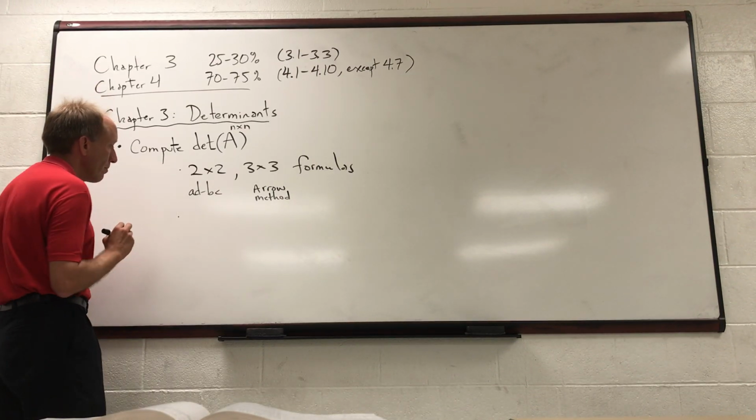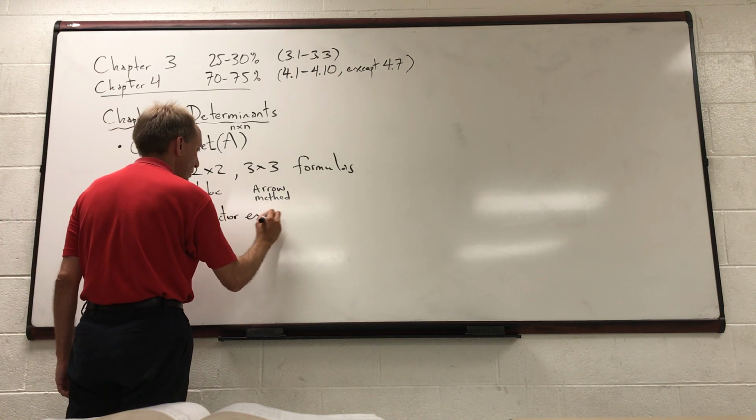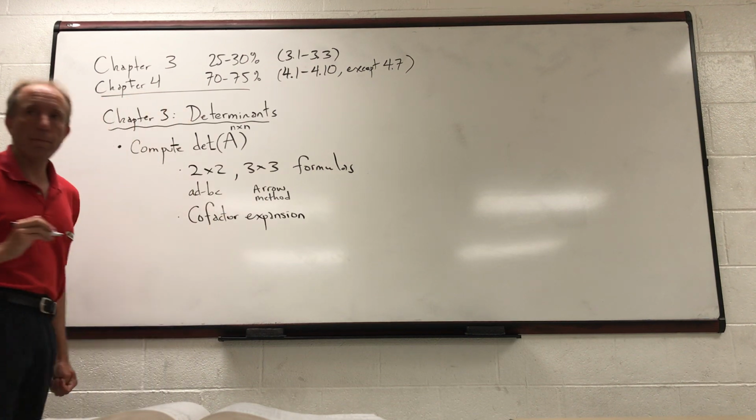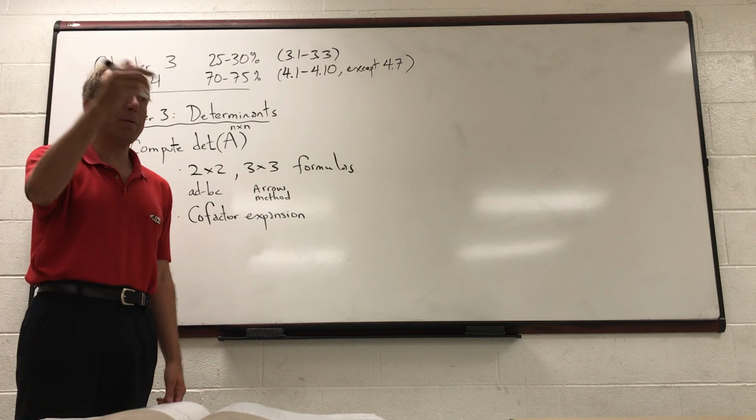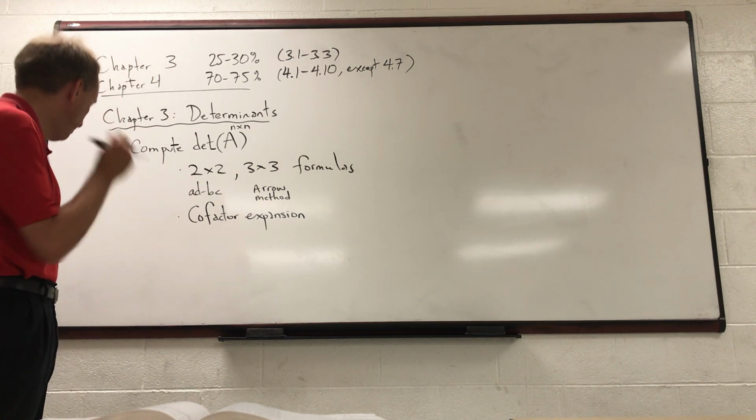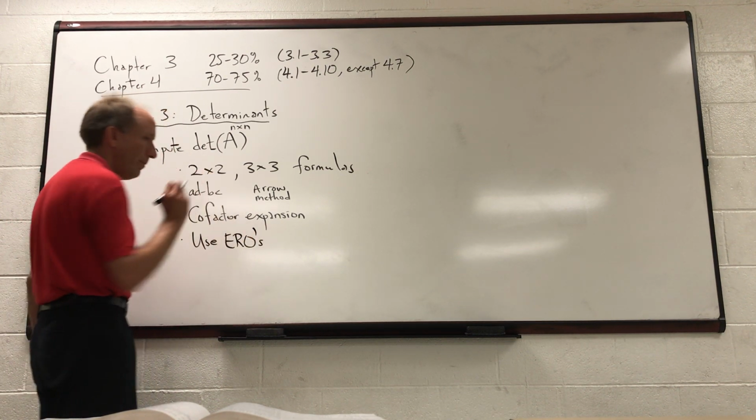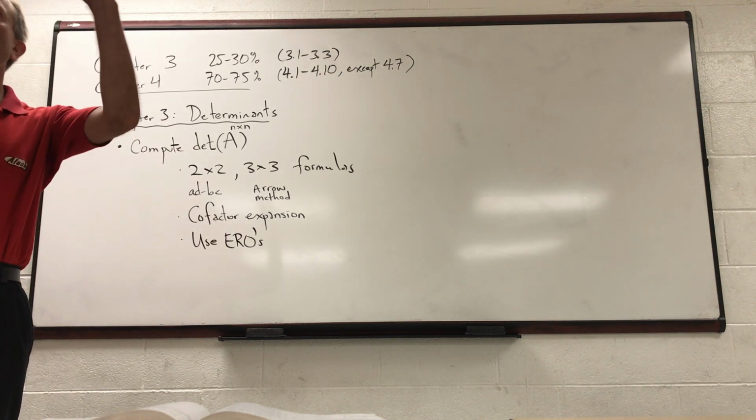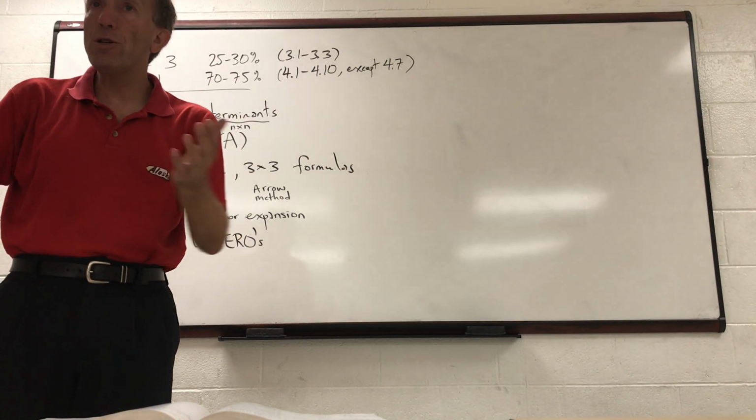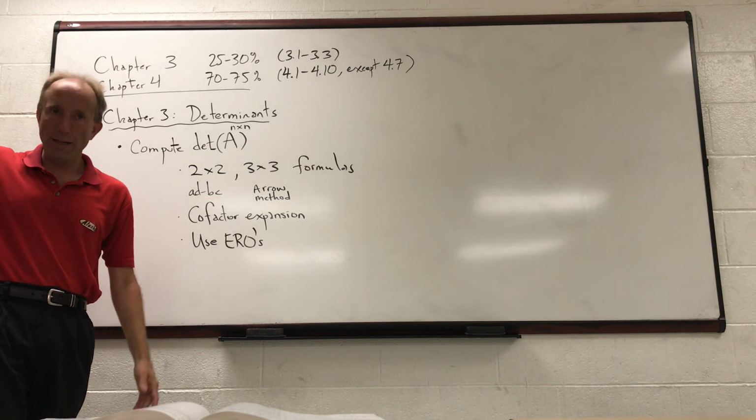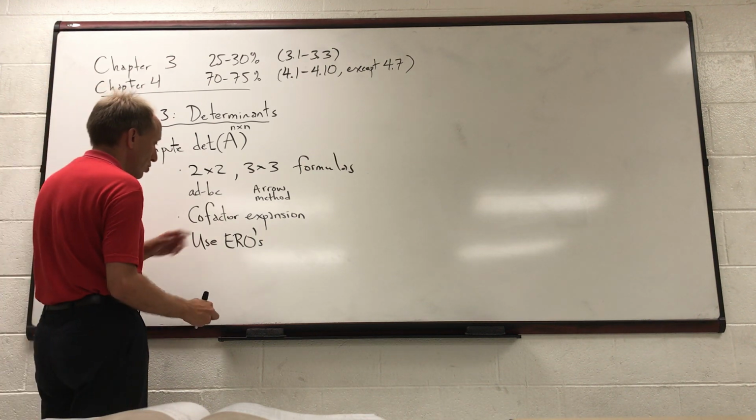And then for larger matrices, you should be able to do cofactor expansion. That's where you choose a row or a column and you find the cofactors on that row or column and multiply them by the entries from that row or column. And then you should be able to utilize EROs. This is where you have maybe a large matrix that does not have a lot of zeros in it, but by doing elementary row operations, you can introduce zeros into the matrix so that it's then easy to expand the determinant along that row or column, or you can make the matrix triangular.